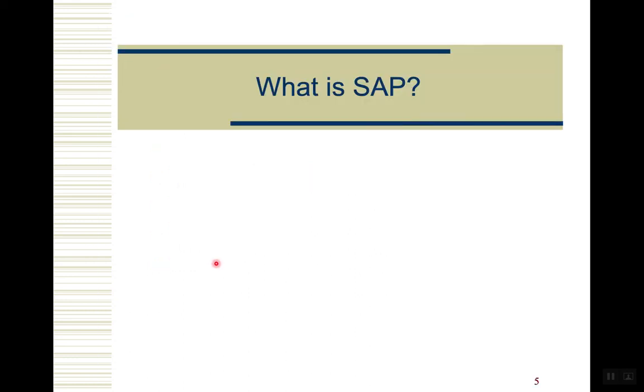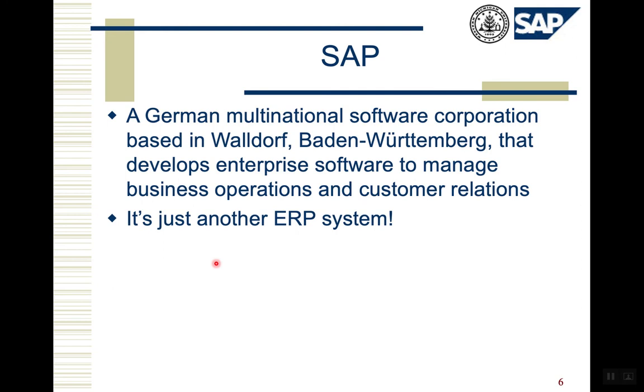So what is SAP? A little explanation here. It's a multinational software company based in Walldorf, Baden-Württemberg. It develops ERP software to manage business operations. It is another ERP system. From a market perspective, SAP and Oracle really dominate the ERP space. The U.S. headquarters is actually in the Philadelphia area, in Newtown Square, right off Westchester Pike.